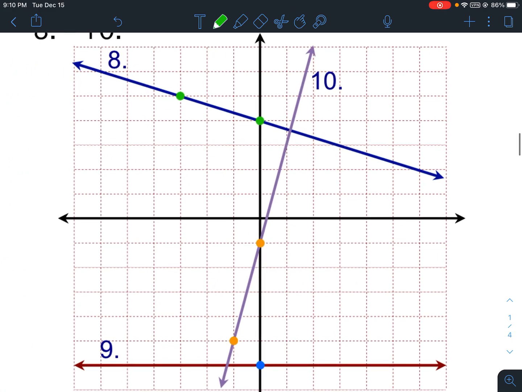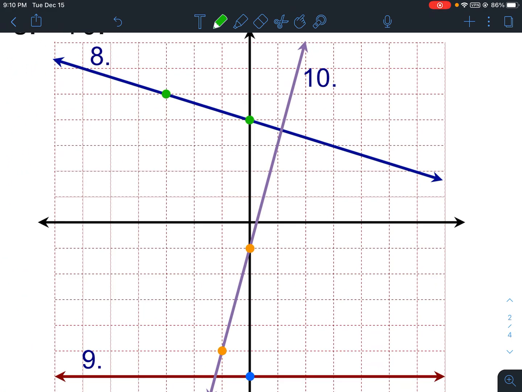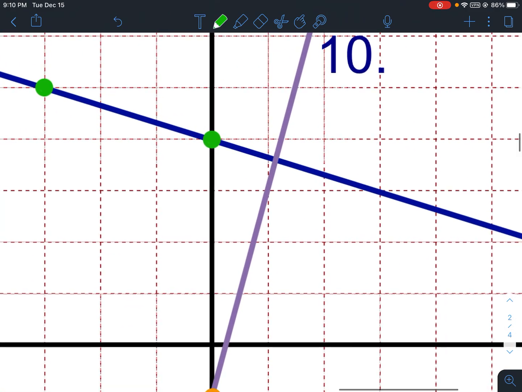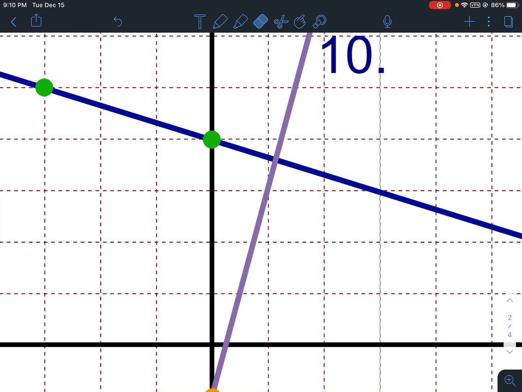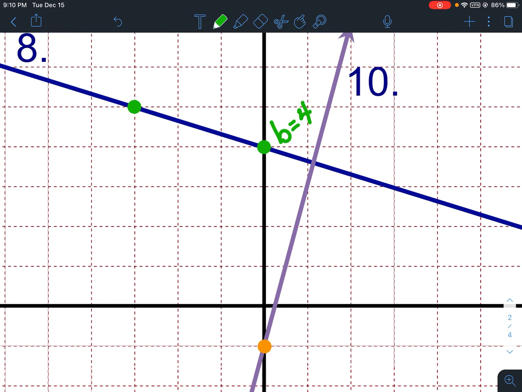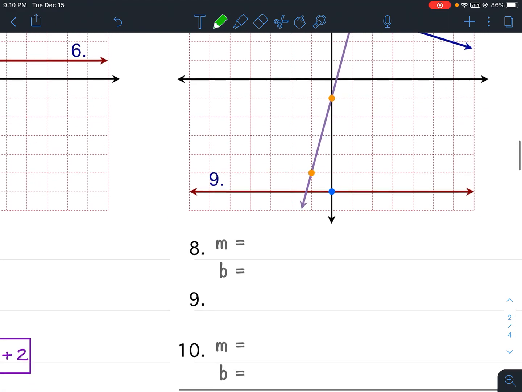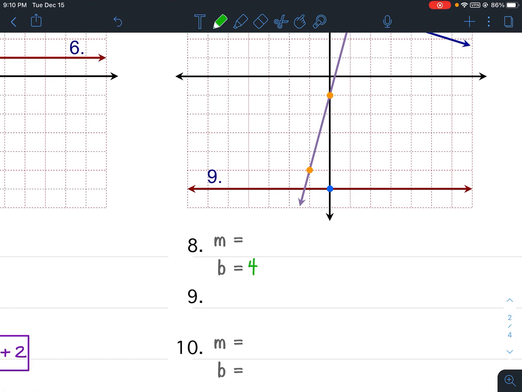Number 8 is a slanted line. When you have a slanted line, you have to find M and B. So let's start with B. B is your y-intercept. So where does this line, right here, cross the y-axis? It crosses at this point here. So what is that? I start down here, 1, 2, 3, 4. So my y-intercept is 4.